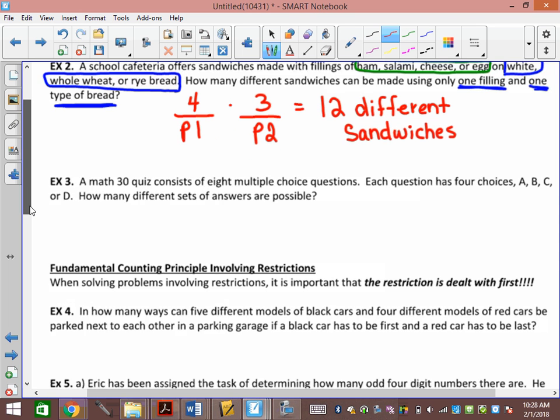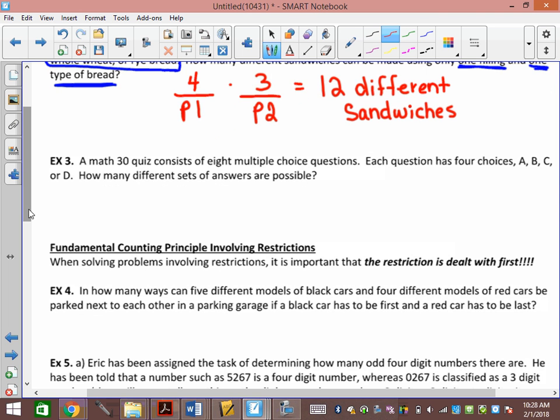Example 3. A Math 30 quiz consists of 8 multiple choice questions. How many parts of the exam are there? And I don't mean multiple choice, numeric response, written response. How many parts of this multiple choice test are there? How many questions? 8. So each of those is a part. So I'd have 1, 2, 3, 4, 5, 6, 7, 8 parts to this quiz, 8 questions, right?